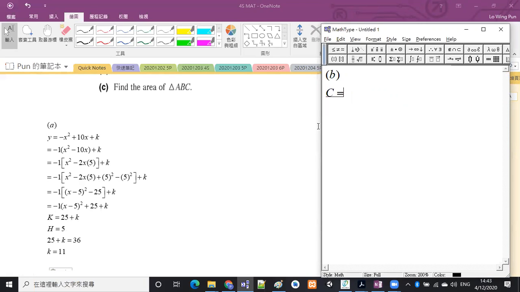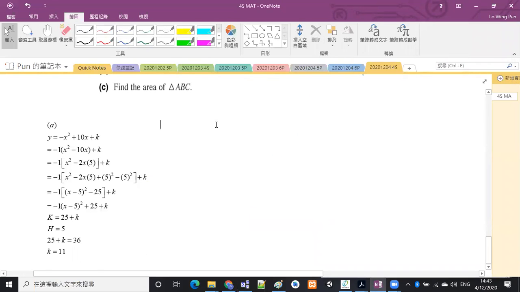The coordinates of C is just h and k. Okay, just write down the answer. Get it?